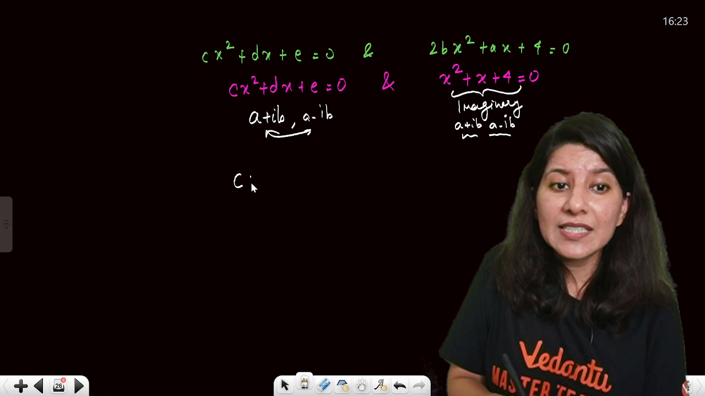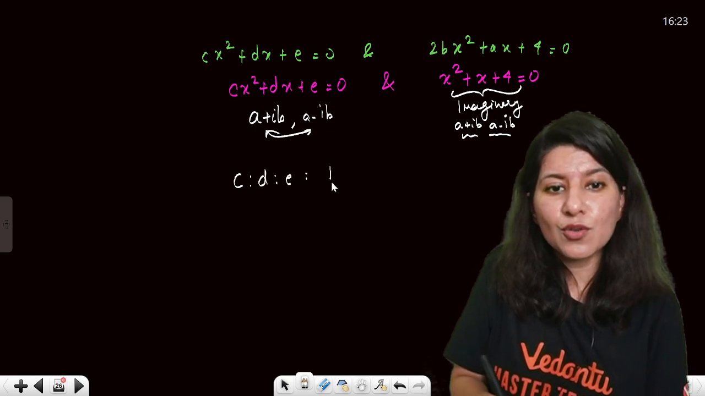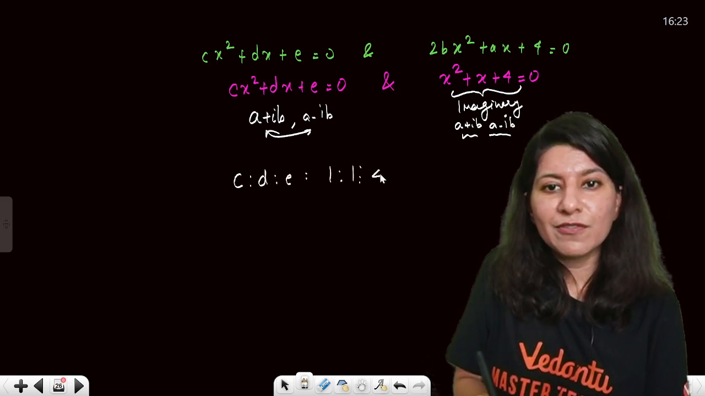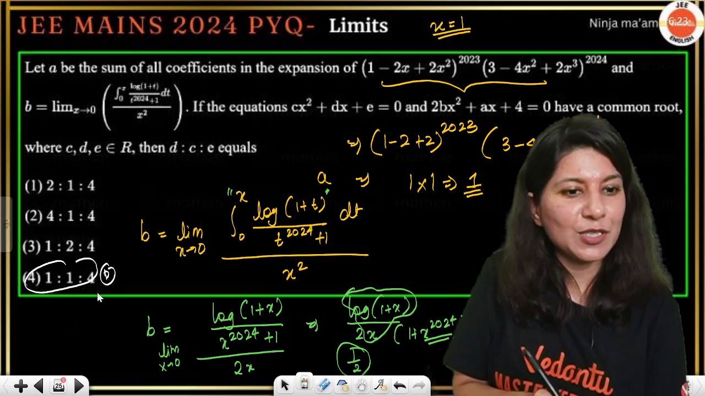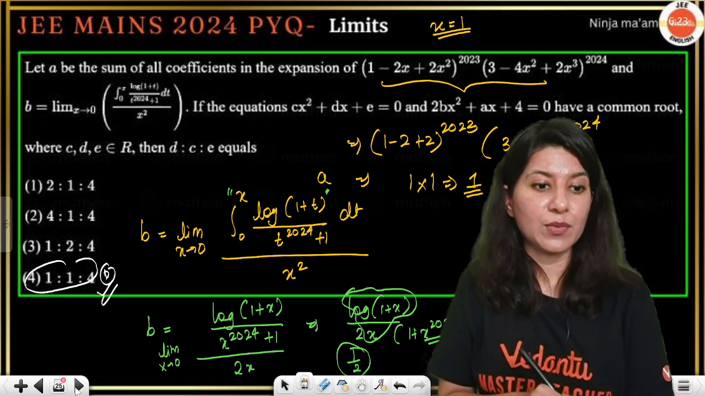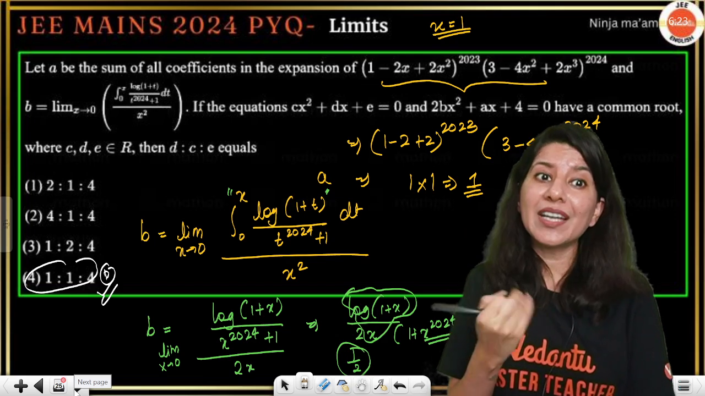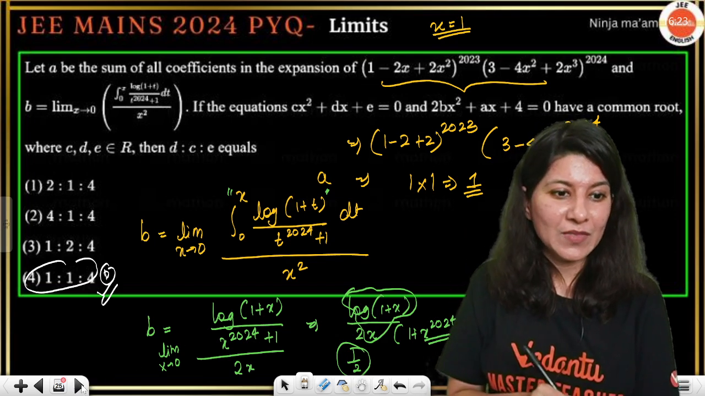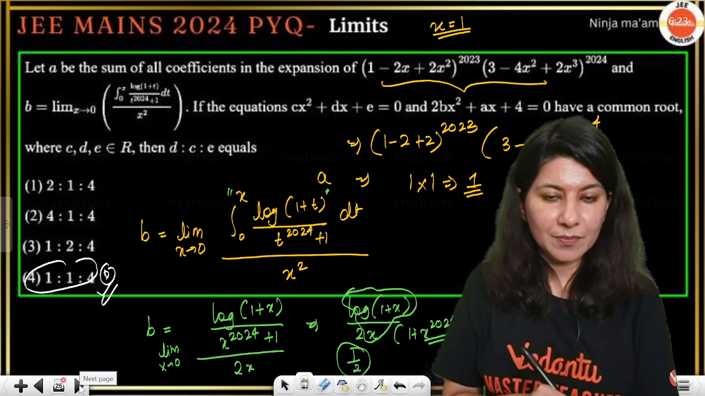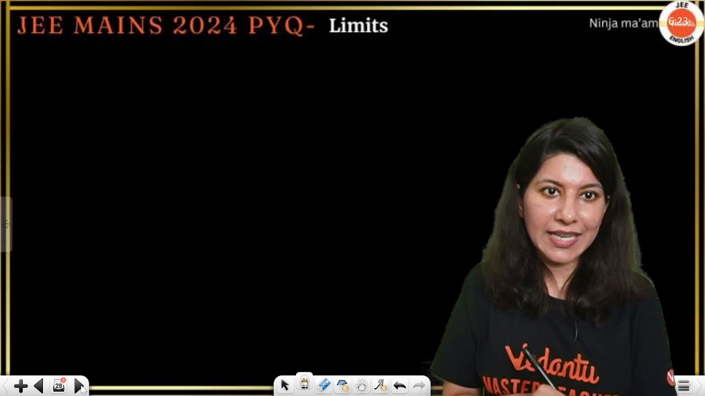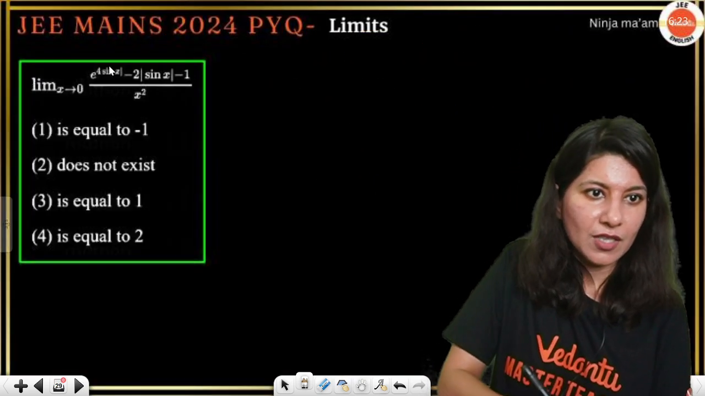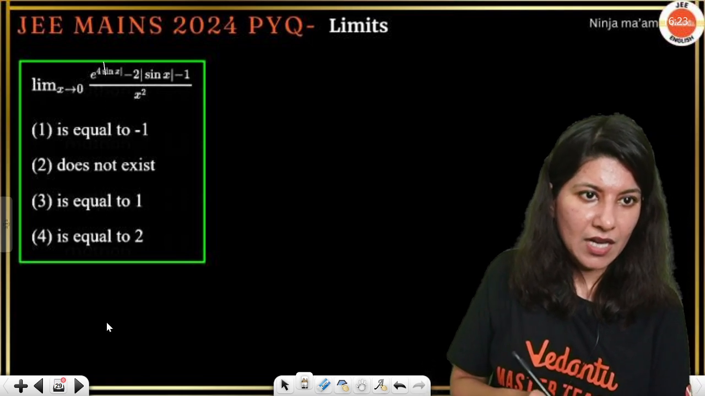That means c ratio d ratio e has ratio 1 ratio 1 ratio 4. 1 1 4. Option D is absolutely right. Very, very good question, I would say. 3 concepts. All 3 are tricky concepts. Okay. So yes, tricky, but again, not very lengthy. If somebody knows it, then it is easy to solve. Okay. All right. Now this question.